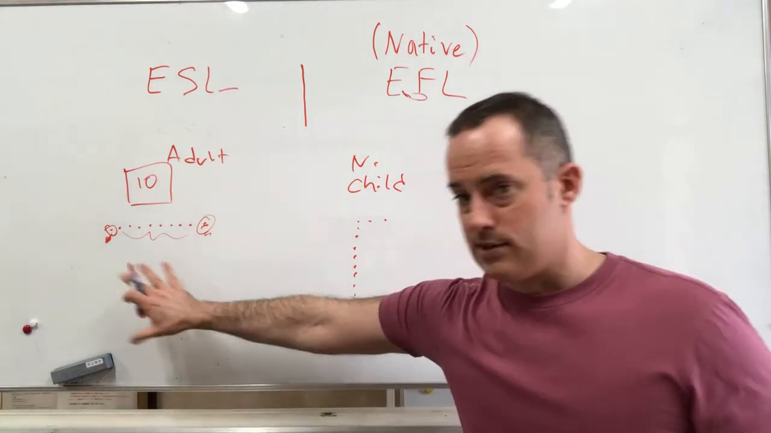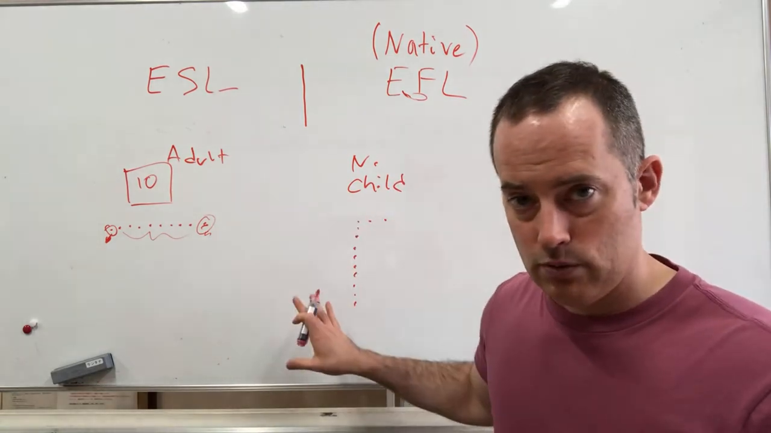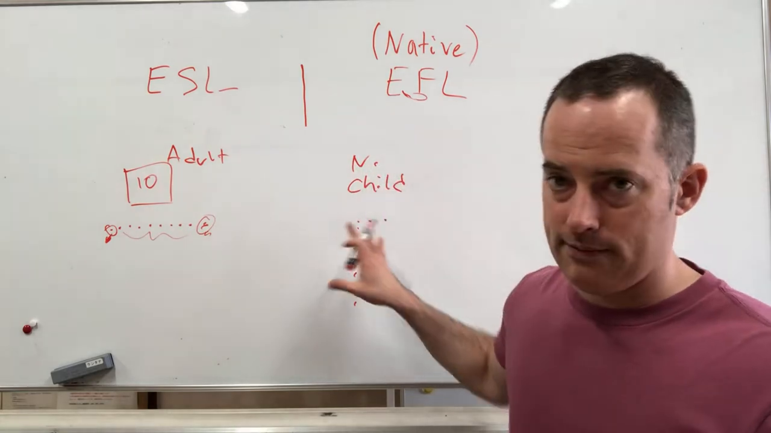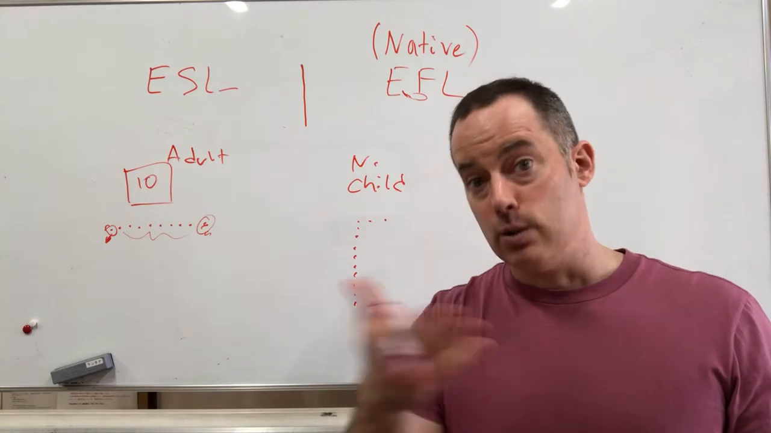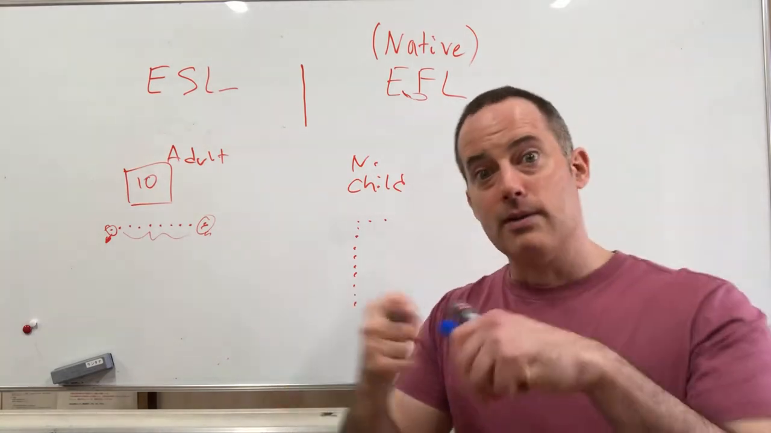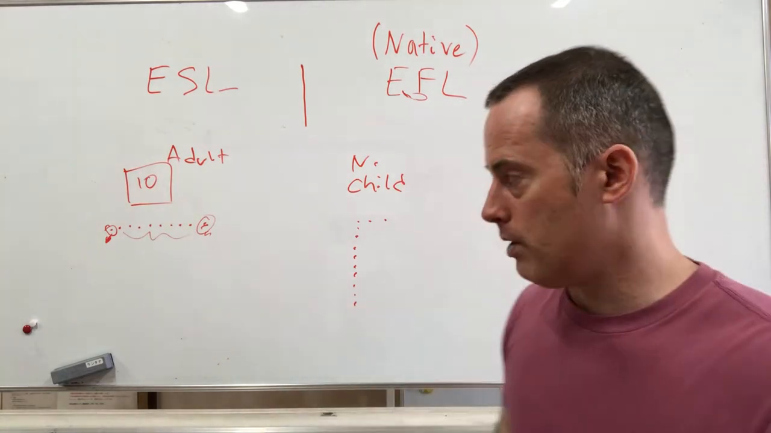So your goal as a learner is to do what they do. If you learn this way, you will get fluent like they do. Remember, how you learn is how you speak. I say this over and over and over again.